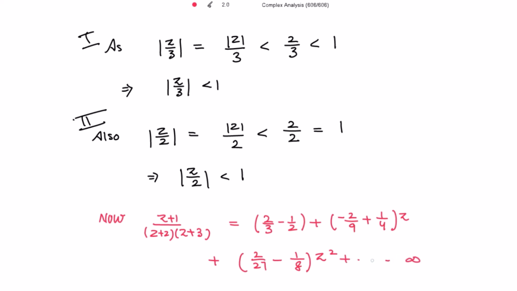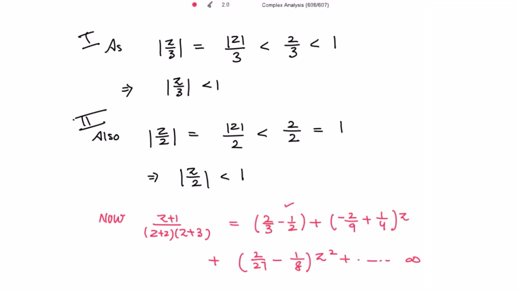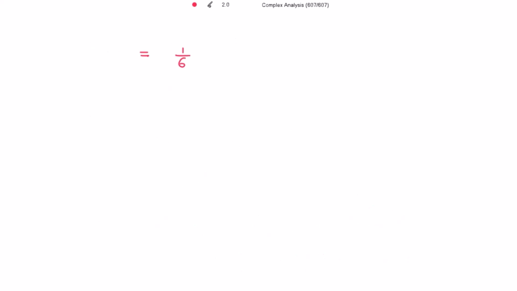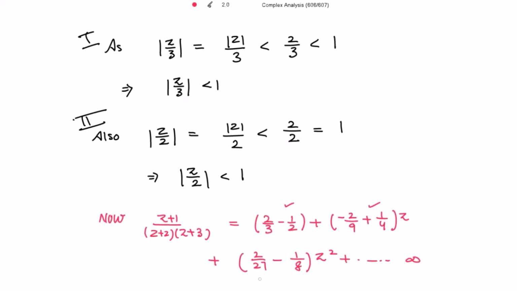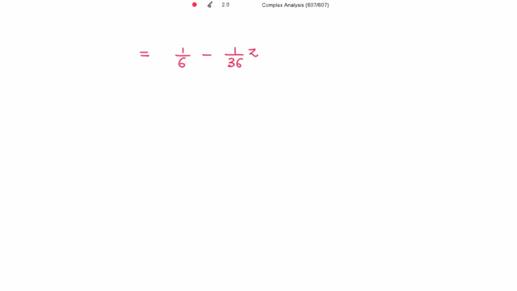Solving this, the first term we get is 1 divided by 6, and the second term, when taking the LCM, we get minus 1 divided by 36 into z. And for the third term we are getting minus 11 divided by 216 z square. Please solve this on your own up to infinity.